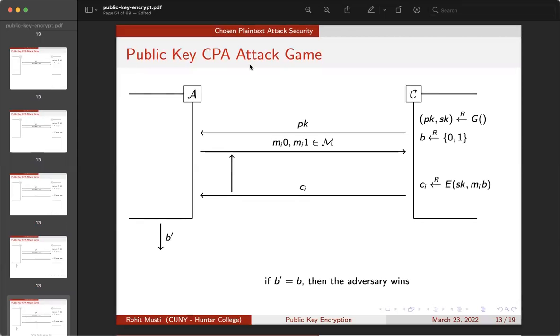But you actually get CPA security from semantic security because the adversary can do this in the semantic security game because they have access to the encryption function. Are there any questions on that concept?